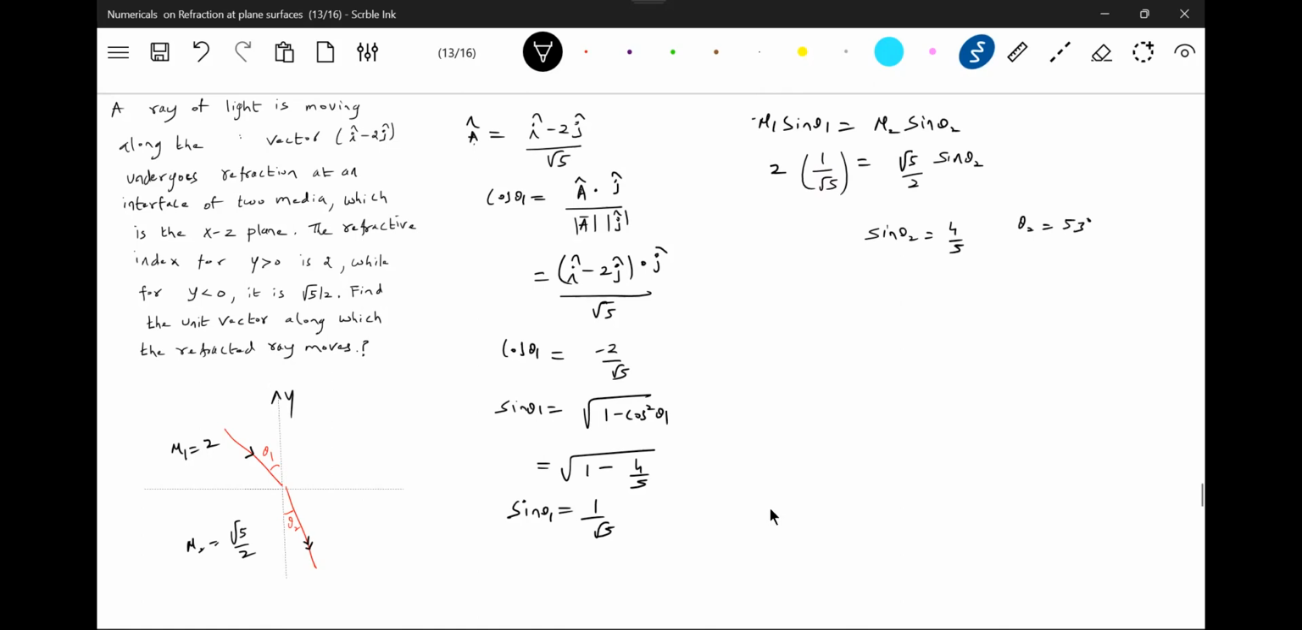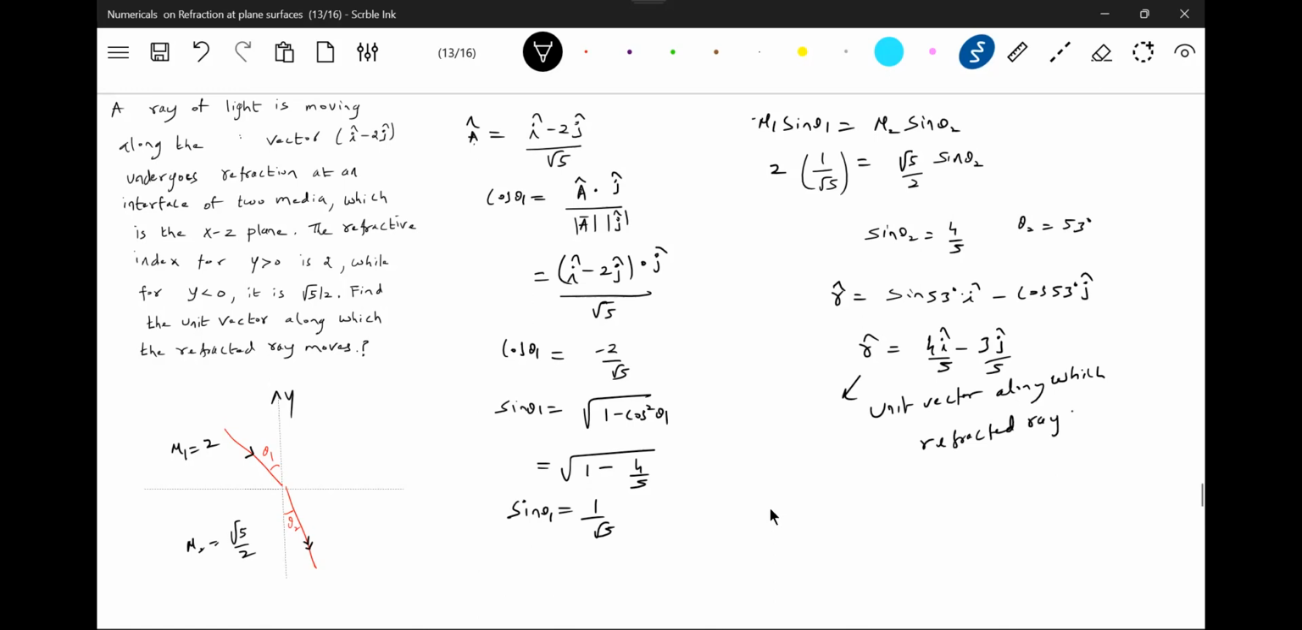So now we should find the unit vector along which the refracted ray moves. So what is r cap? R cap is equal to sine 53 degrees i cap minus cos 53 degrees j cap. So 4 i cap by 5 minus 3 j cap by 5. So this is a unit vector along which the refracted ray will be directed. Okay.